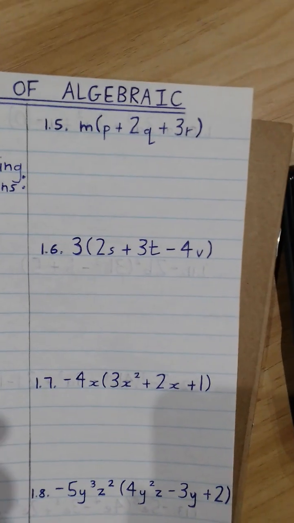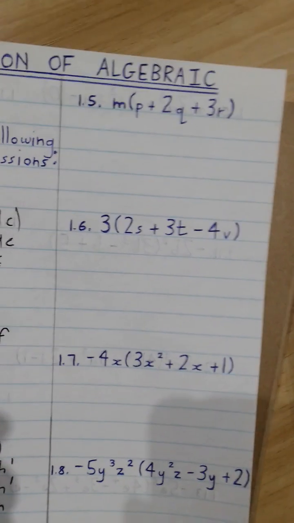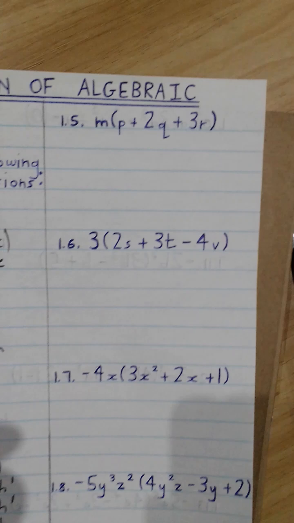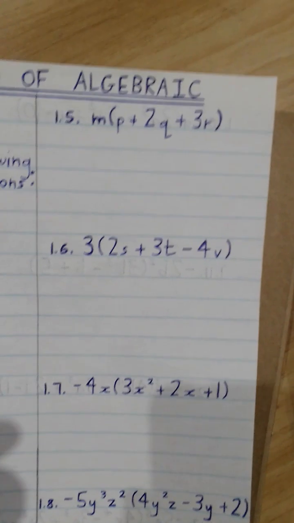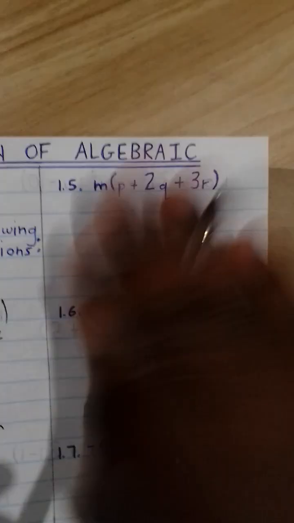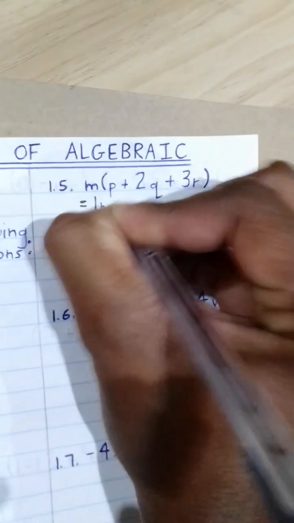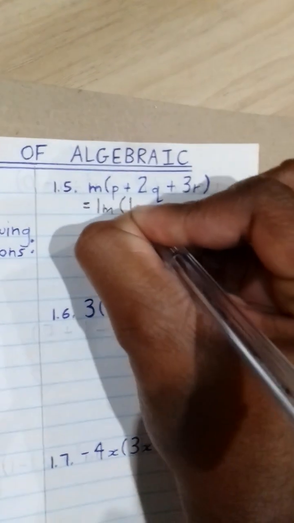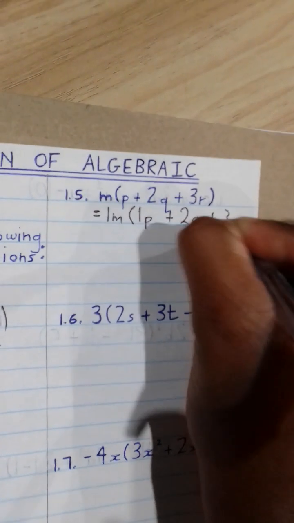1.5, m open bracket, p plus 2q plus 3r. So we have different variables, right? So the first step is to give everything a coefficient. Remember, if they are not written, it's 1. So it's going to be 1m, 1p plus 2q plus 3r.